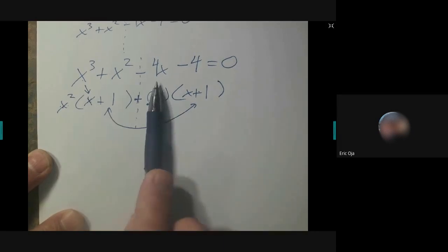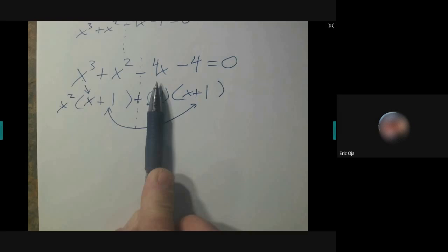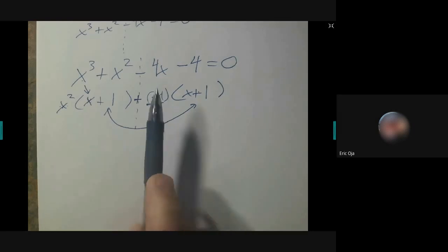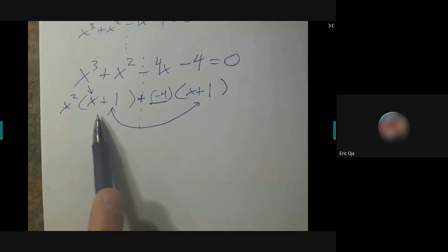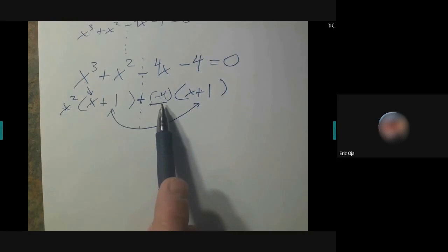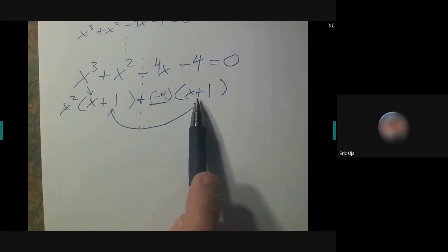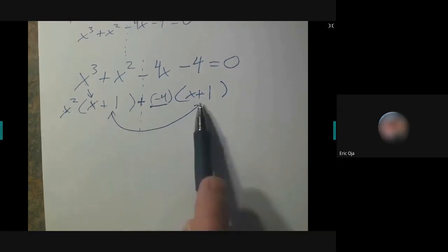Now the question is, can I do that? Can I undistribute something from the second group and get x plus 1? Yeah, I could pull out a -4. So my first group is x squared times the quantity x plus 1. The second group is -4 times the quantity x plus 1. And I'm just adding those 2 groups together.